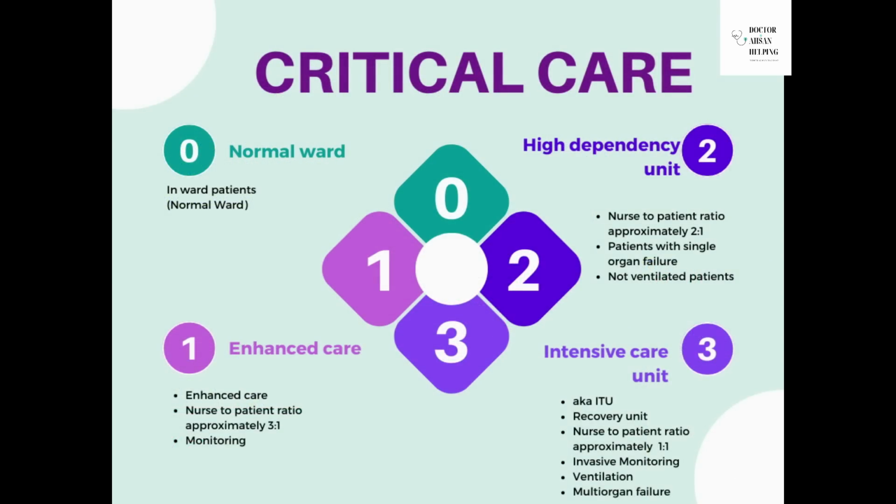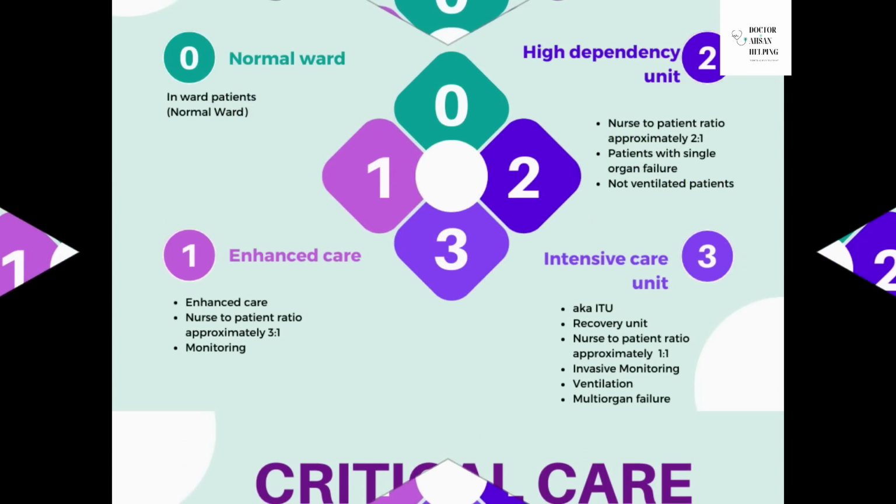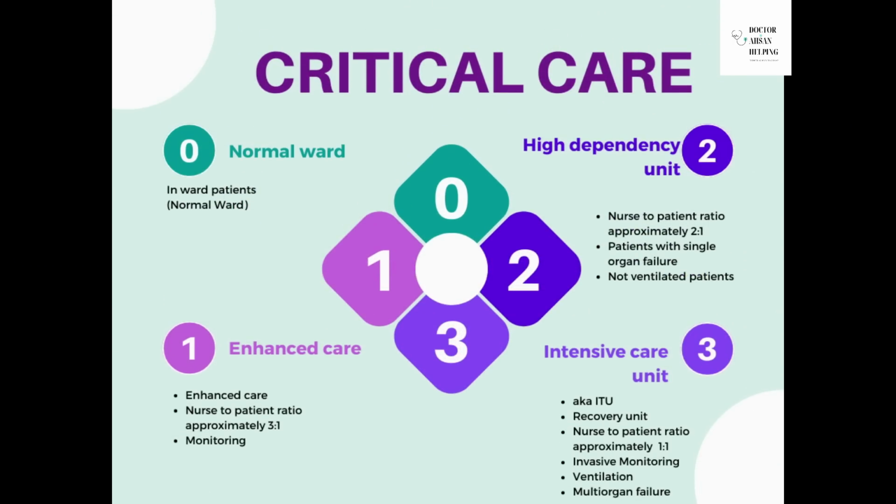So let's begin. Basically in critical care provision there are 4 levels which extend from level 0, level 1, level 2 and level 3. Level 0 basically denotes normal ward where we see many patients and on-call doctors doing their duties. If we move further, there is level 1 which is known as enhanced care. In enhanced care, the nurse to patient ratio is approximately 3:1, and the purpose of enhanced care is to keep patients monitored.